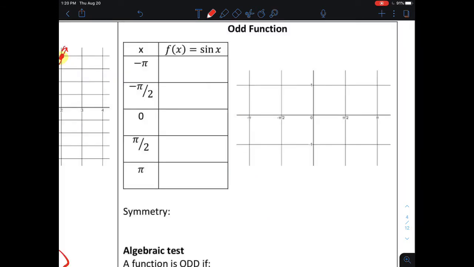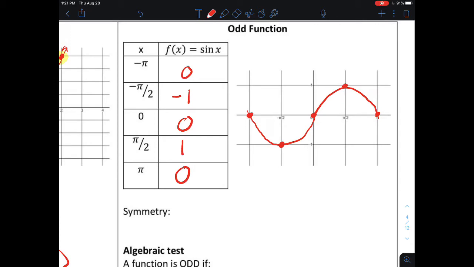Now let's look at an odd function. Y equals sine of x is an example of an odd function. If I go into my table and fill it in based on sine values, using some unit circle values, we can take these values and place them on the graph on the right. So sine of negative pi is 0, negative pi over 2 is -1, sine of 0 is 0, sine of pi over 2 is 1, and sine of pi is 0. Then I plot those points on my graph. So here we have the graph of y equals sine of x.